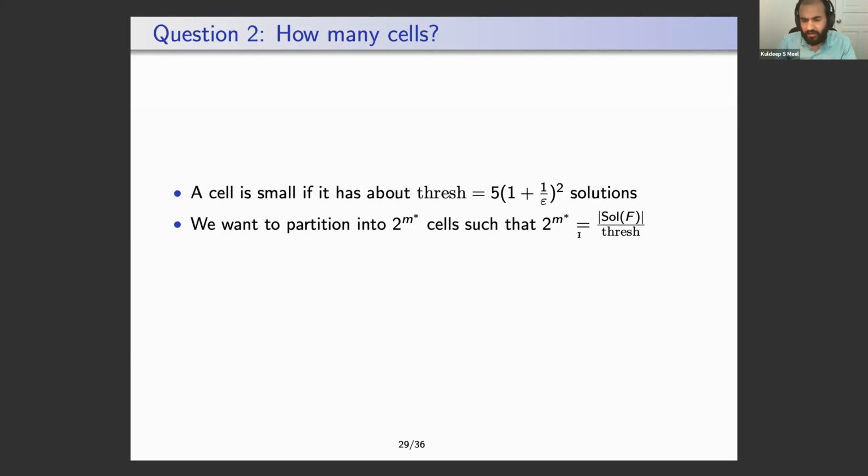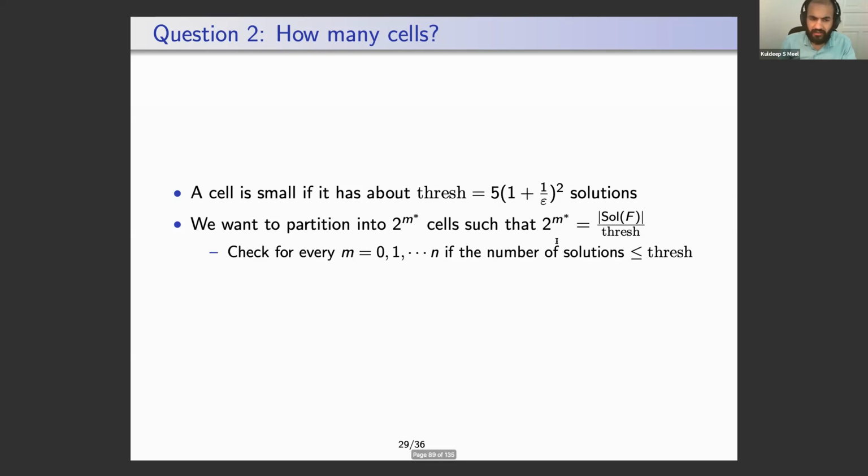And this looks like a bit of a catch-22, because we wanted to estimate the number of solutions, and now I'm telling you, if you tell me the number of solutions, I can tell you how many cells to partition into. So how do we address that? The idea is that we check for every value of m whether the number of solutions in a randomly chosen cell is less than or equal to threshold.